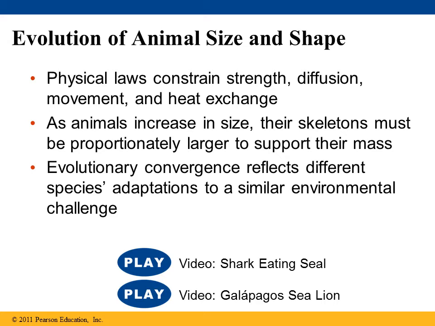There are different environmental challenges that animals must deal with. Physical laws put constraints on strength, diffusion, movement, and heat exchange in animals. Also, as animals increase in size, their skeletons must be proportionally larger to support their mass. So evolutionary changes reflect different species' adaptations to deal with those environmental challenges.